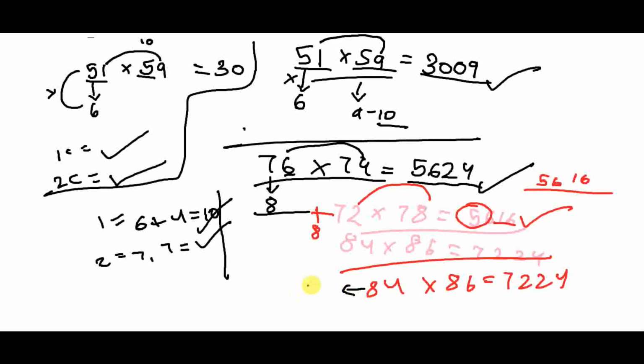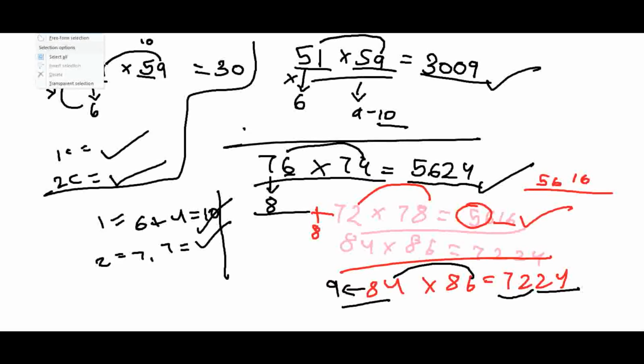After 8, the digit that comes is 9. And 9 into 8 is 72. And 4 into 6 equals 24. As you can see here, the multiplication of this trick is correct.